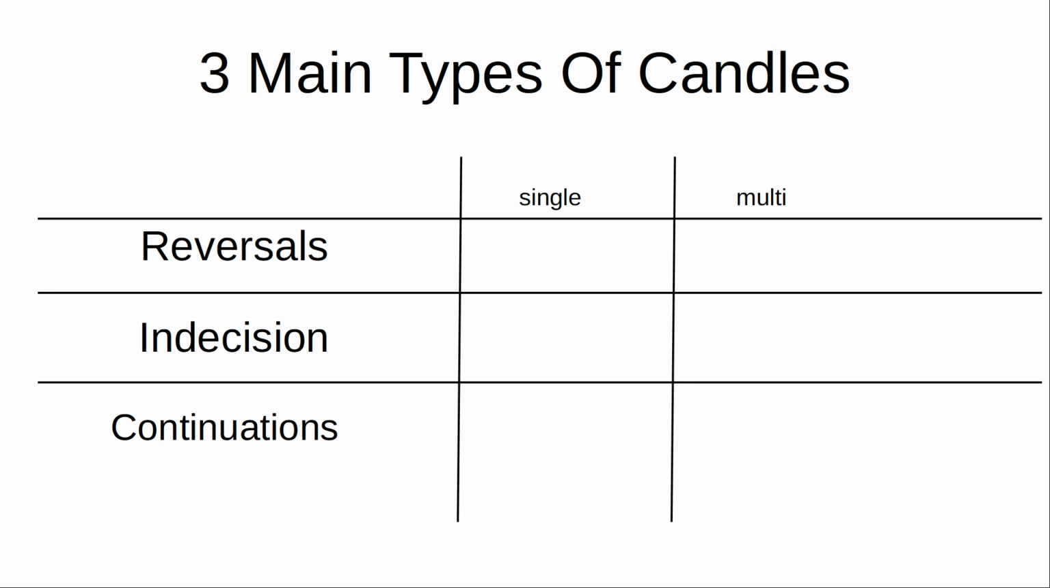They can comprise of one single candle or multiple candles that form reversals, whereby price of a particular financial instrument changes direction, or there can be indecision, whereby the price of a financial instrument remains relatively flat and unchanged. There can also be continuations that continue price in the direction of existing trends.